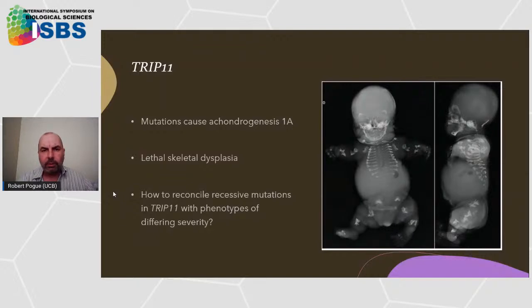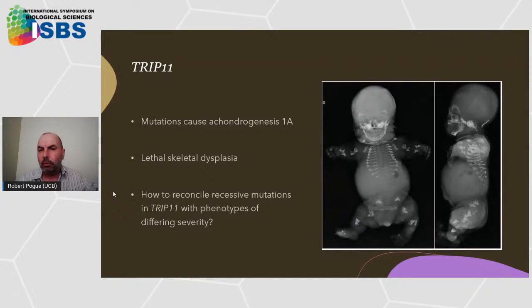Now, the interesting thing about finding a candidate mutation in this gene, and we could say the confusing part about it, was that this gene had already been associated with a much more severe skeletal dysplasia known as achondrogenesis 1A. And as you can see from these x-rays here, the children who are born with achondrogenesis type 1A have a much more severe phenotype.